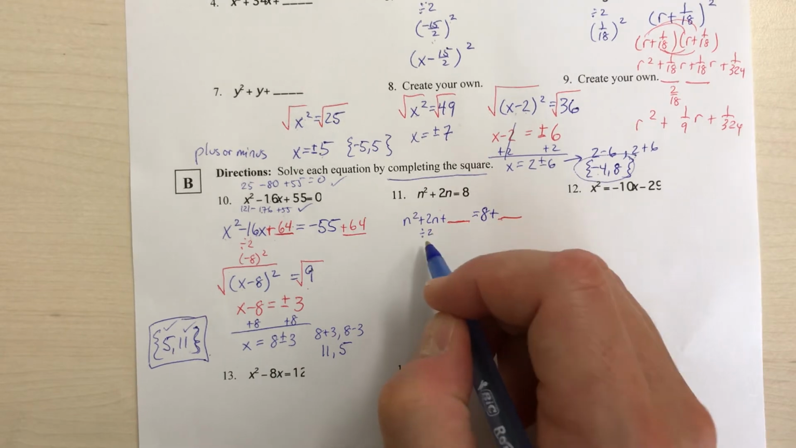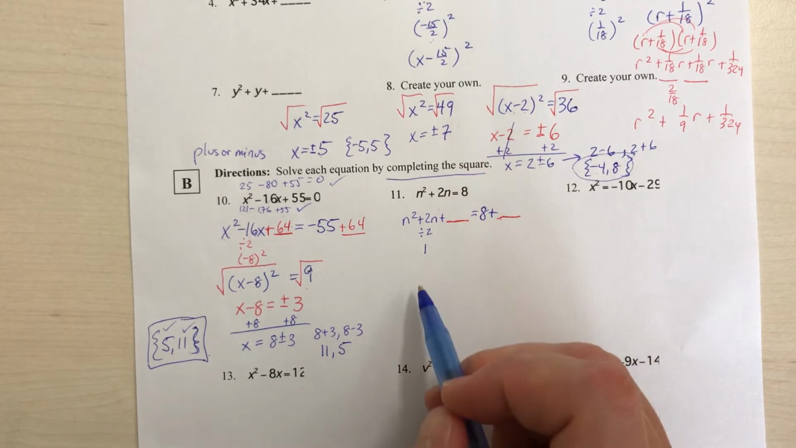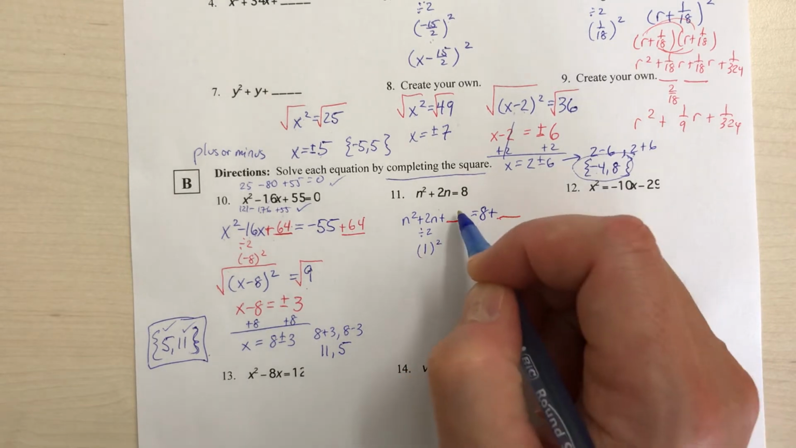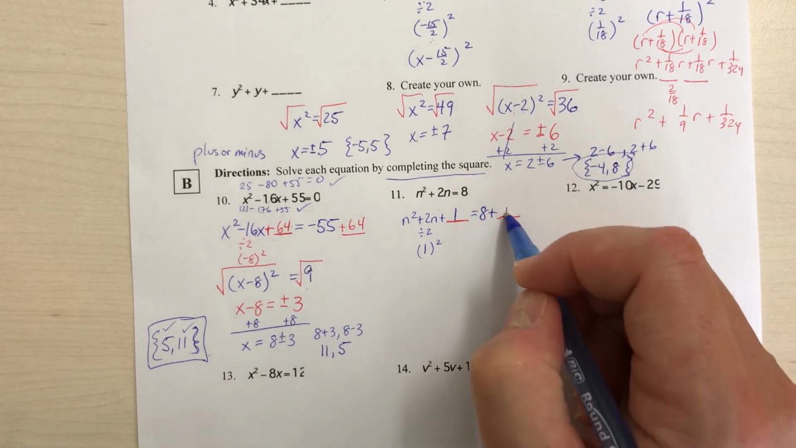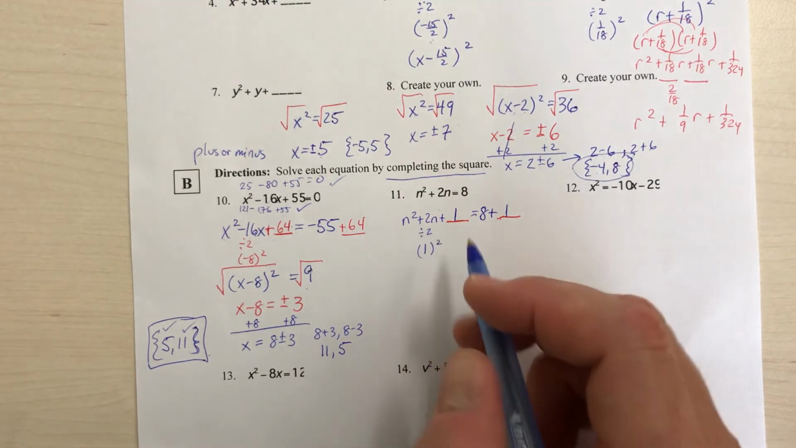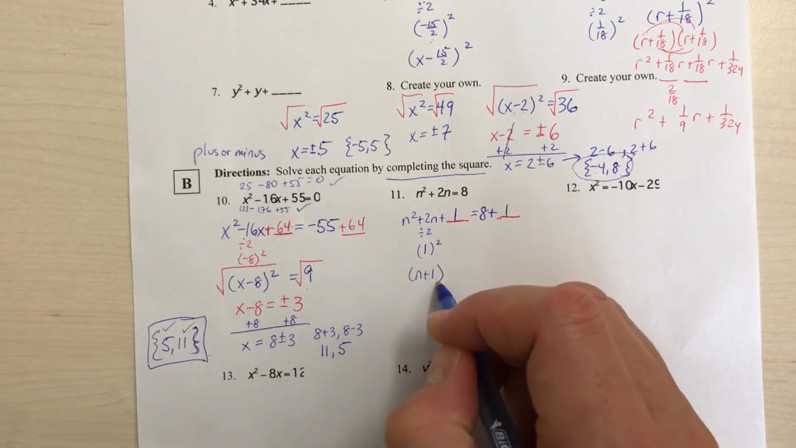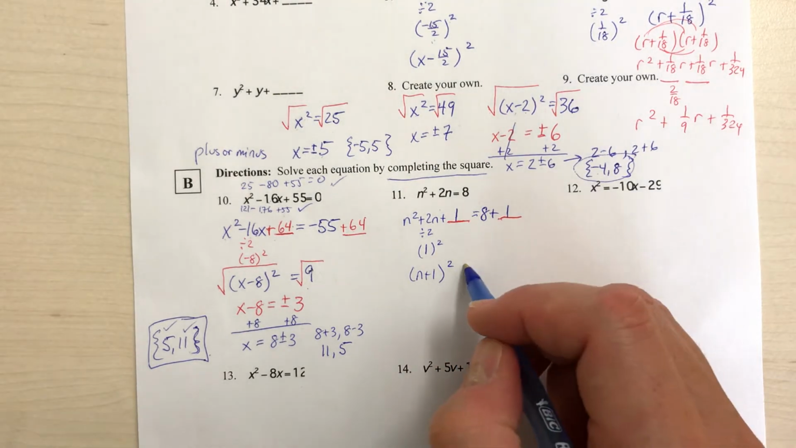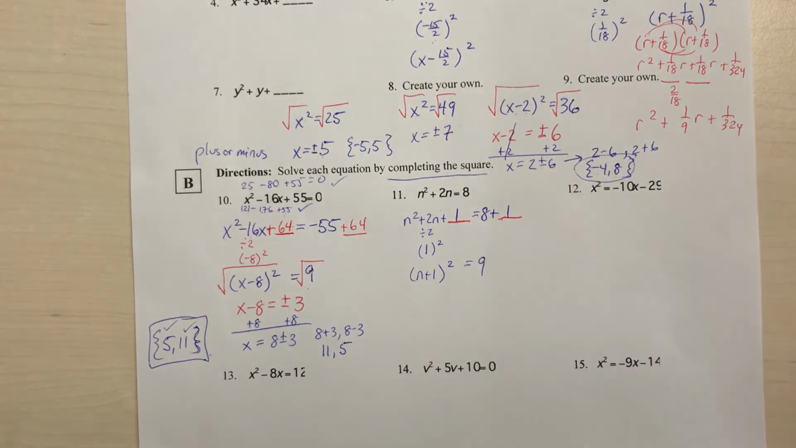Half of 2 is 1, so it would be like 1n and 1n for our middle terms. Now if we square 1, we actually just get 1. So we're going to add 1 to both sides. We can now factor this. It is n plus 1 quantity squared, that whole thing, equals 9.